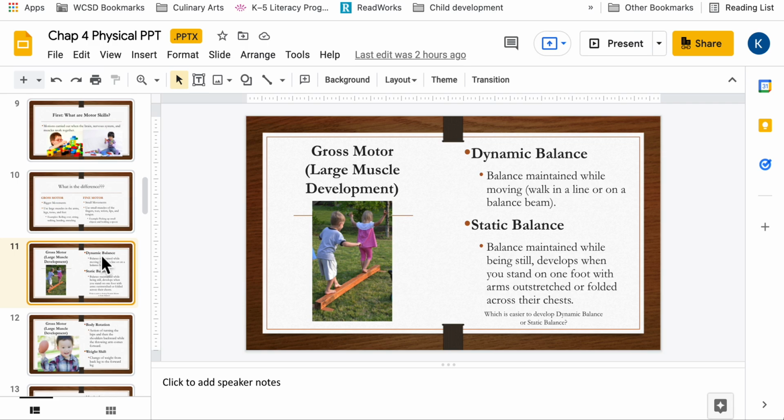Static balance, on the other hand, is when they're being still. Now, don't think of this as being completely stiff as a board, because that's not the case. Static balance is when you're in one place and you're trying to maintain your balance. So if you've ever stood on one foot, that would be static balance. If you were standing on a step, that is static balance. Definitely tricky for kids to do. And I want you to think, sometimes it's even tricky for some of us to do.